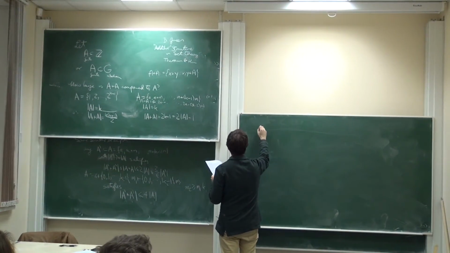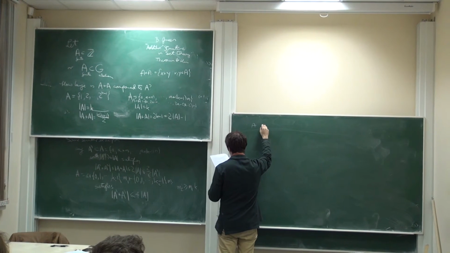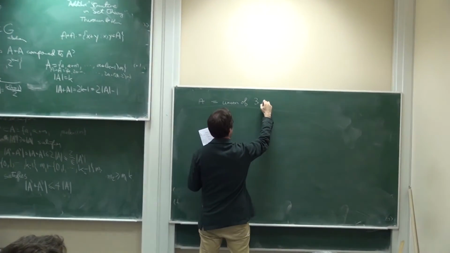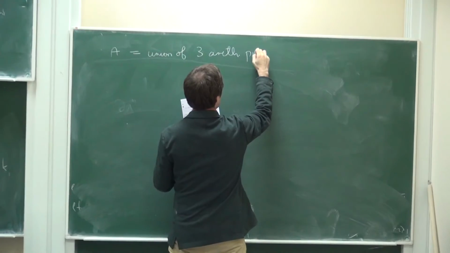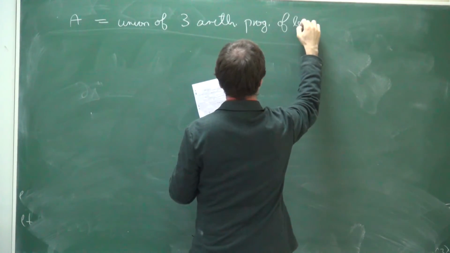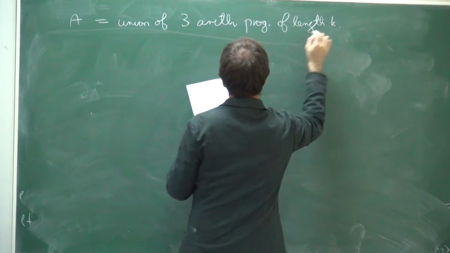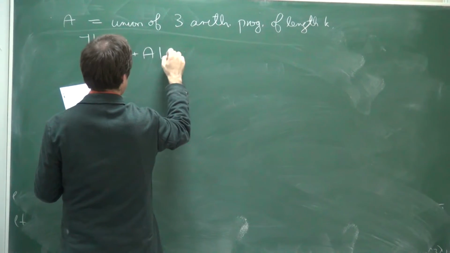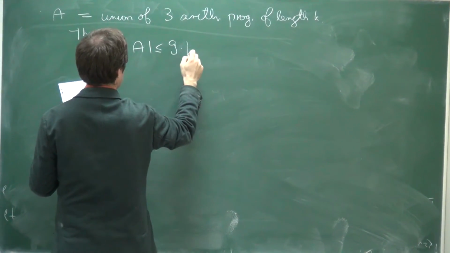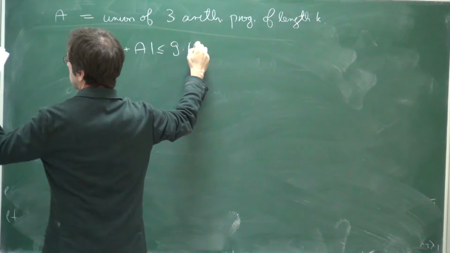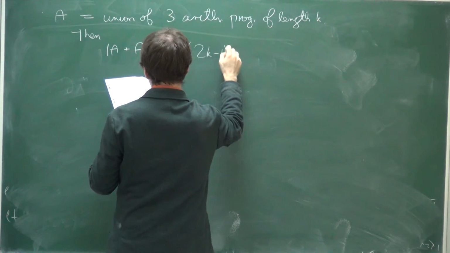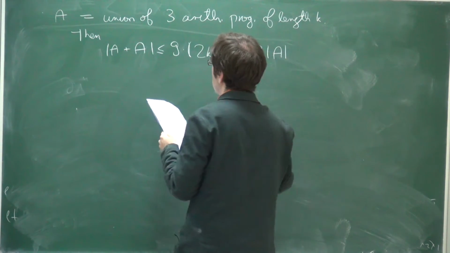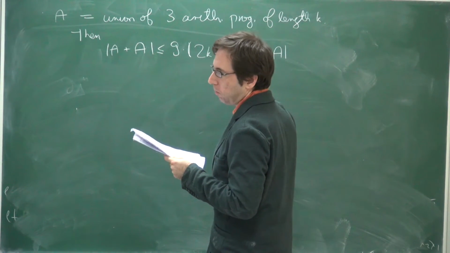And finally, you can also say that A is the union of 3 arithmetic progressions of length a. Then A plus A is at most 9 times, it would be like there, 2k minus 1. So this is at most 18a. So there has been a factor of 9 introduced, but it's still a constant.